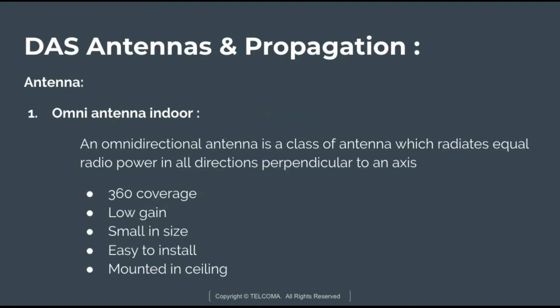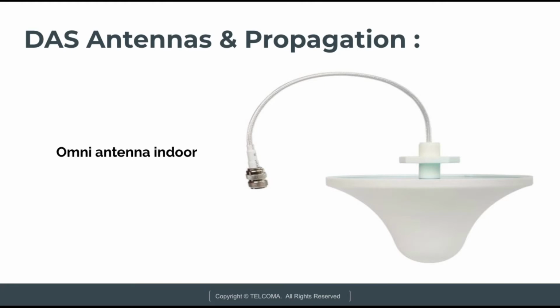The very first is the omni antenna. An indoor omni antenna, that is an omnidirectional antenna, is a class of antenna which radiates equal radio power in all directions perpendicular to an axis. Its features are that it provides a 360 degree coverage area, has a low gain, is small in size, is easy to install and can be mounted on a ceiling. This diagram shows an omni antenna.